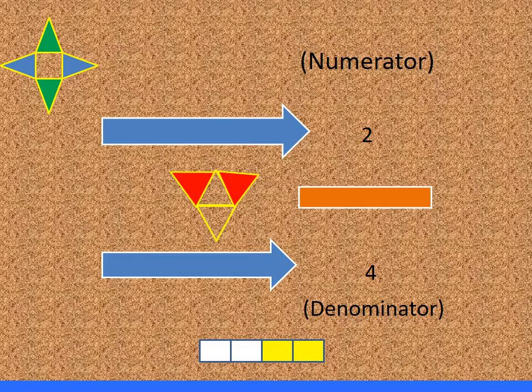Every fraction has a numerator and a denominator. Let us examine what 2 by 4 represents. In the fraction 2 by 4, 2 is the numerator and 4 is the denominator. It represents 2 out of 4.